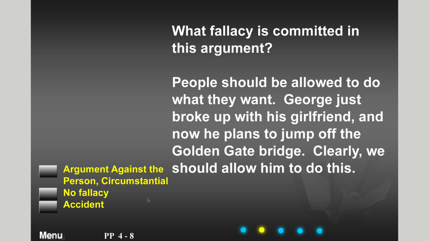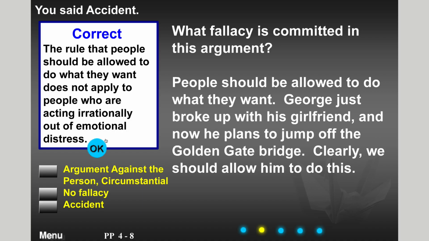People should be allowed to do what they want. George just broke up with his girlfriend, and now he plans to jump off the Golden Gate Bridge. Clearly, we should allow him to do this, right? Now, generally, we do think that people are free to do what they want, right? But this is obviously taking a general rule and misapplying it, right? And that's called the fallacy of accident, right? The rule that people should be allowed to do what they want does not apply to people who are acting irrationally or out of emotional distress. Right? We wouldn't let our friends do that.